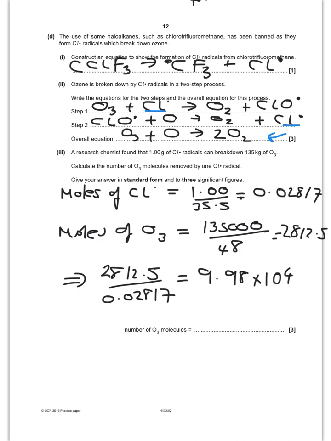This is just mass over molar mass, and then you do the moles of ozone divided by the moles of chlorine to give you the number of ozone molecules broken down by one chlorine radical, which is 9.98 times 10 to the 4. Don't forget they wanted 3 significant figures.